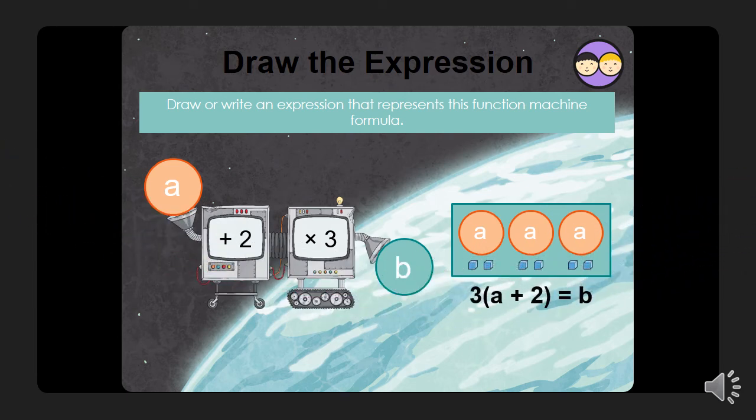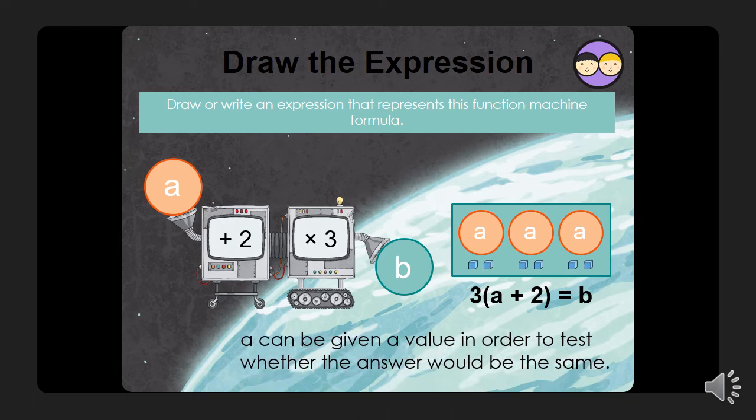So that could be written as a plus 2 in brackets, because you need to do that first. We can see that in our function machine, a and 2 were added together first and then multiplied by 3. So we use our brackets to show that we need to complete that part first. So a plus 2 and then times by 3. And that gives us b.